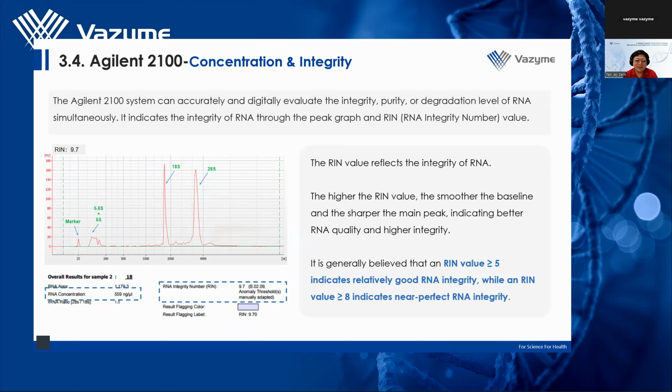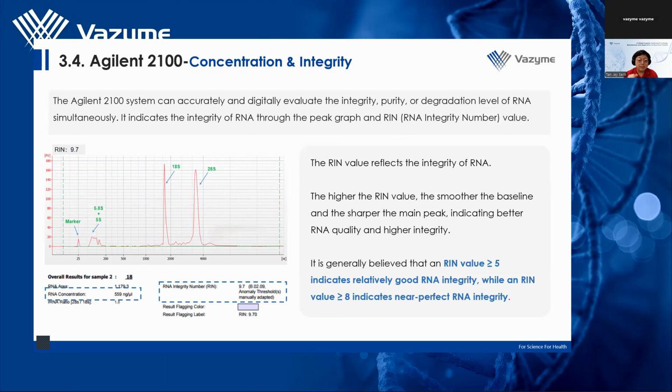For a digital assessment of RNA integrity, purity, or degradation level, the 2100 Bioanalyzer is normally used. The RIN, also known as the RNA integrity number value, from the results can be used to judge the RNA integrity. The RIN ranges normally from 1 to 10, with higher numbers indicating higher RNA integrity and better quality. A RIN value greater than 5 indicates decent RNA integrity, while a value greater than 8 suggests nearly perfect RNA. So we always try to look for RIN values of 7, 8, and above.